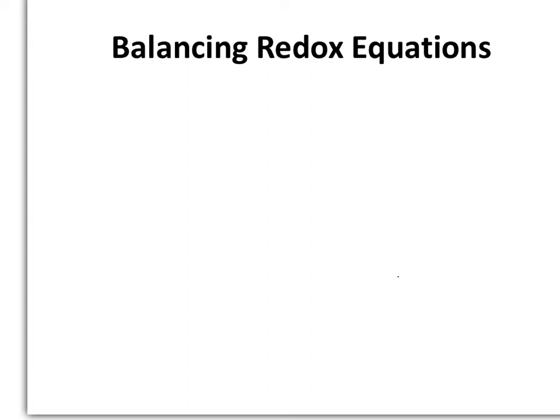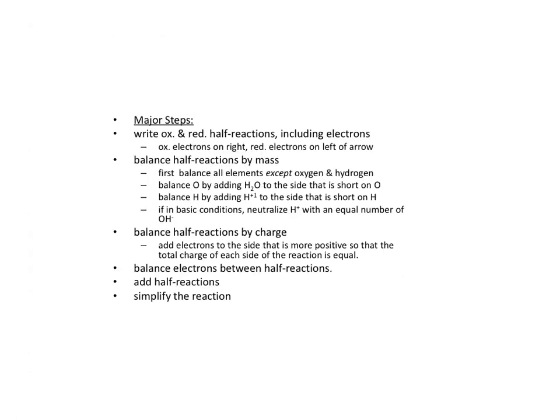Here's a real quick tutorial on balancing redox reactions. Summarizing the steps, first thing you've got to do is write the two half reactions, an oxidation half reaction and a reduction half reaction. Remember that oxidation is loss, so the electrons should be on the right, and reduction is gain, so those electrons should be on the left side of the arrow.